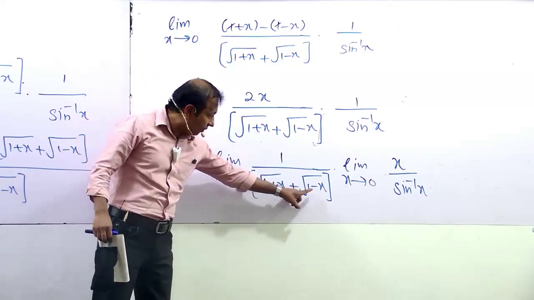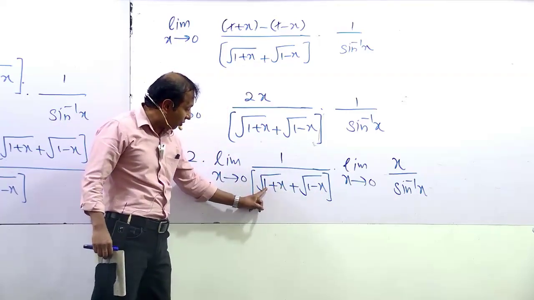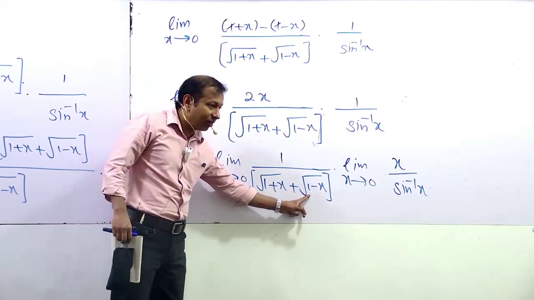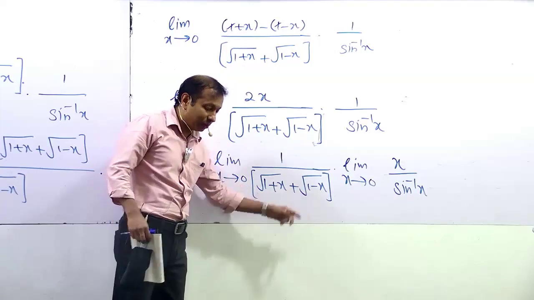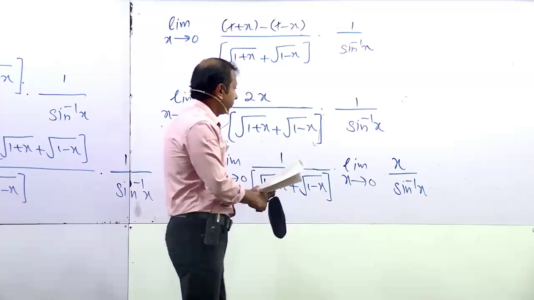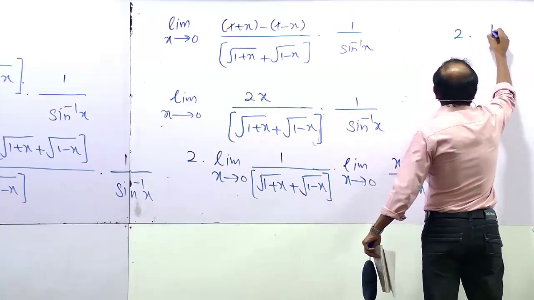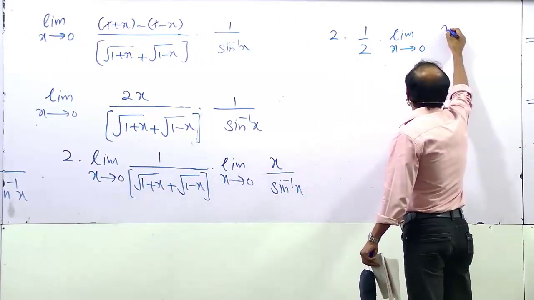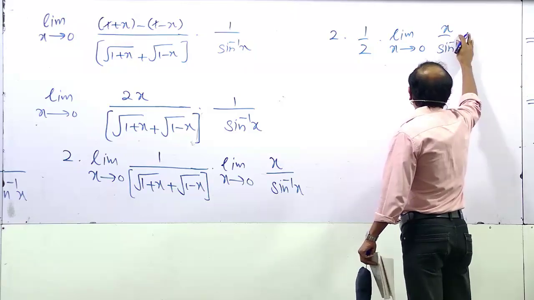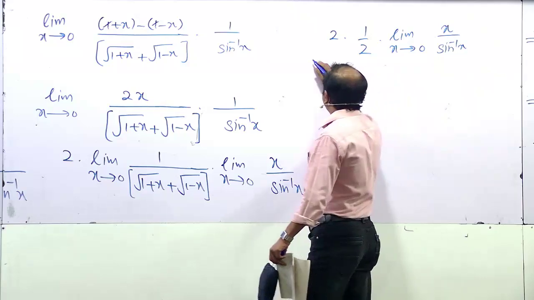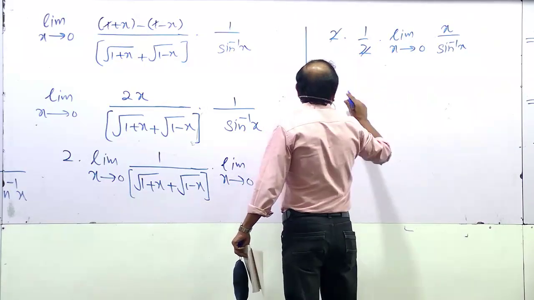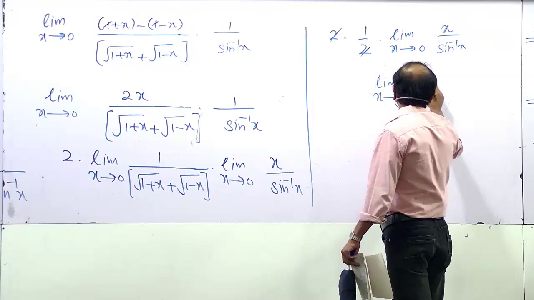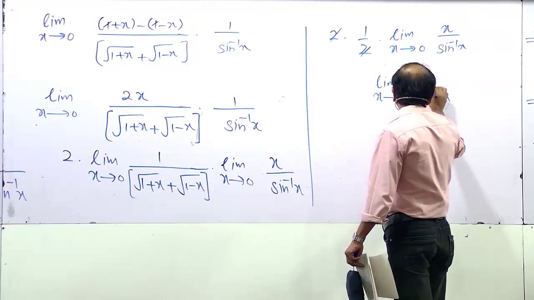Put x 0 here and here. What do you get? When you put x 0, this is root 1 plus 0, this is root 1. Root 1 is 1. 1 plus 1, 2, no? 1 over 2. Here also we have 2. 2 times 1 over 2, and limit x going to 0, this we have, x upon sine inverse x. 2 and 2 we can cancel down. We have this now. Right, nice. x over sine inverse x. This only now we have to evaluate.